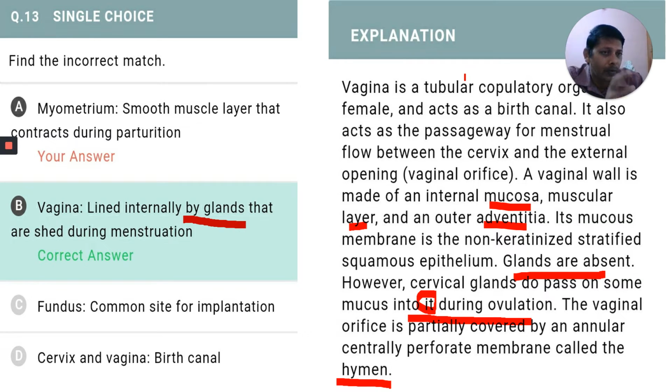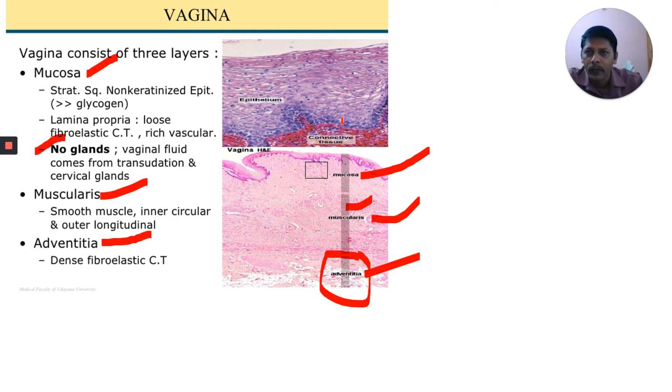There is a hymen, there is a labia majora, labia minora. Like that, there are different parts in the female reproductive tract, external genitalia. In males it is a penis and a scrotum. As per NCERT, penis is the external genitalia in the male reproductive system.